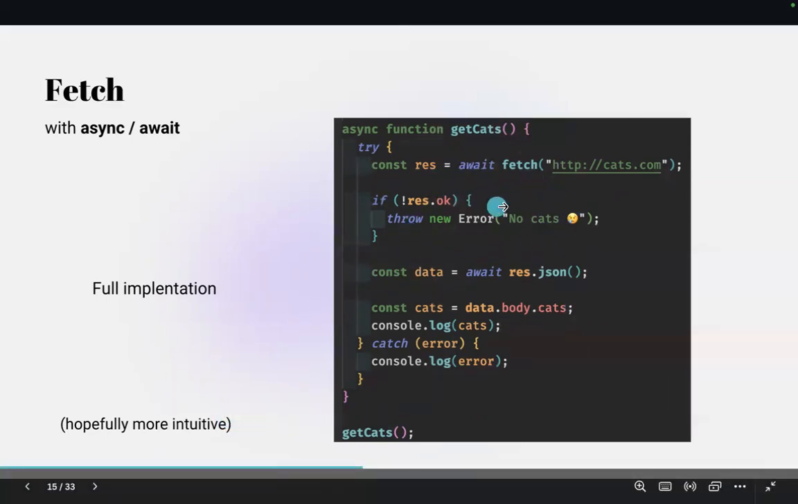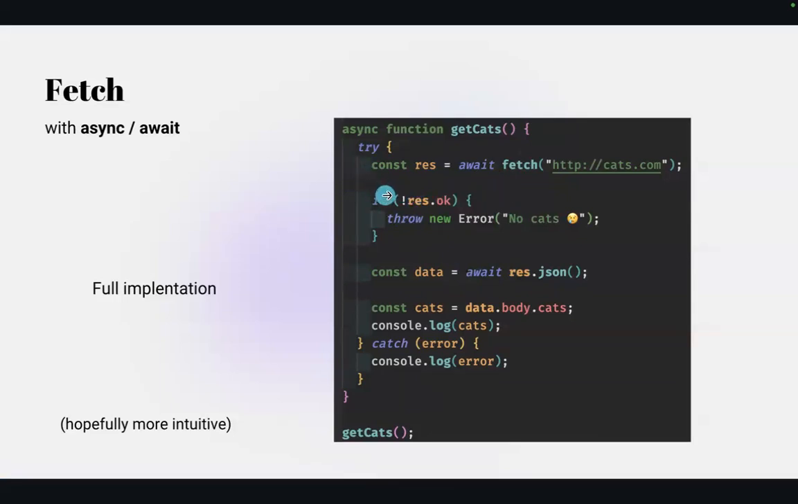So this would be a full implementation of the same thing using async and await. We have an async function called getCats. Whenever you're writing async code, we don't have a dot catch. So instead of having dot catch, what we have is a try catch. You can see the first thing we have is try. And then anything in here, if it throws an error, it'll end up in this catch block. So catch will catch the error and then console log it out or do whatever you want with it.